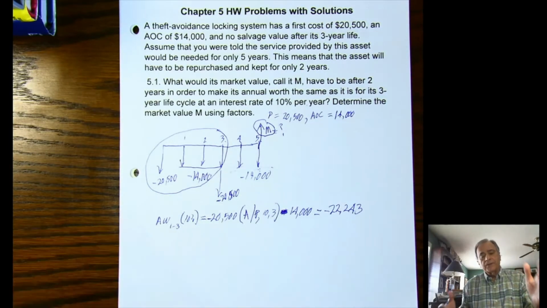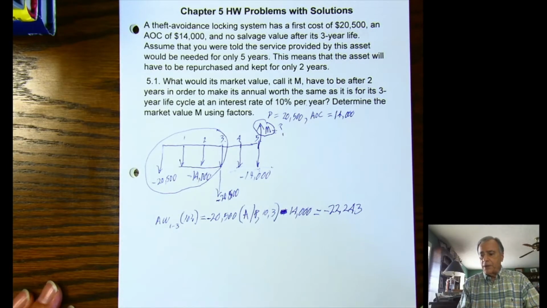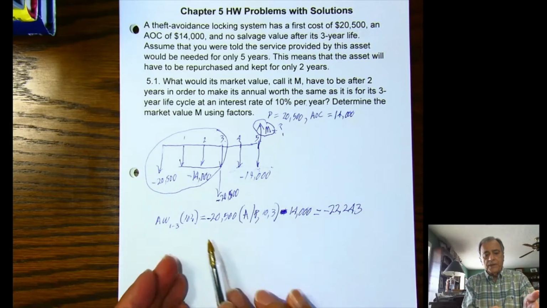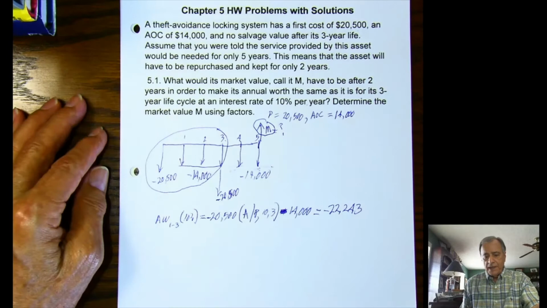If you use the tables, it could be a few dollars off because the tables don't carry as many decimal places as the app does. So now what I'm going to do is set the entire 5-year cost equal to the 3-year cost. That's what he wants, and then solve that equation for M.